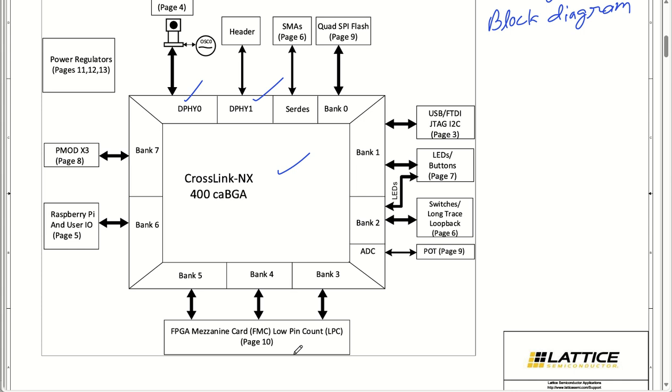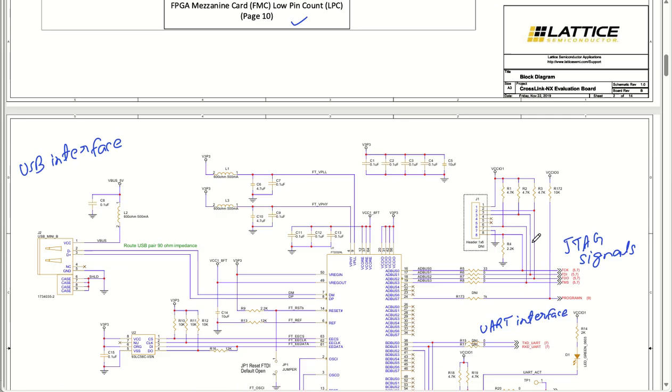The most important part is that it has an FPGA mezzanine connector, that is the FMC low pin count connector, which is going to use bank 3, bank 4 and bank 5, so that you can have a proper understanding and proper utilization of your IO pins externally. All right, let us proceed next.